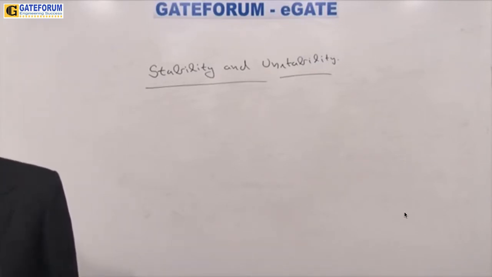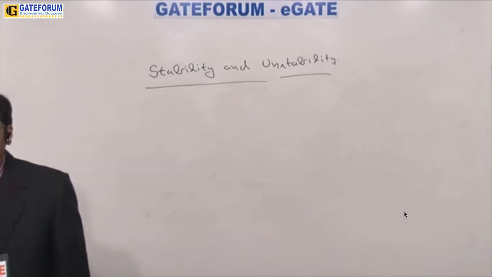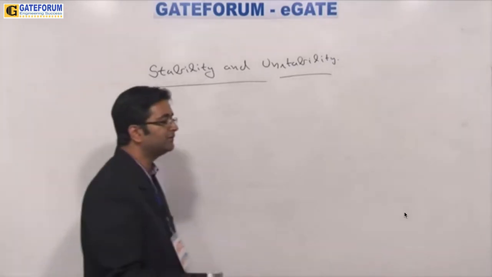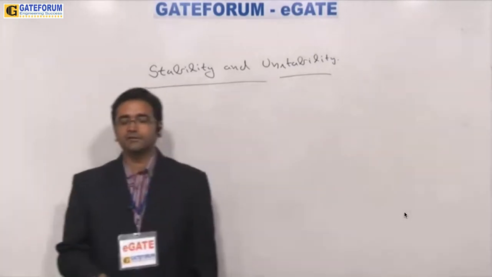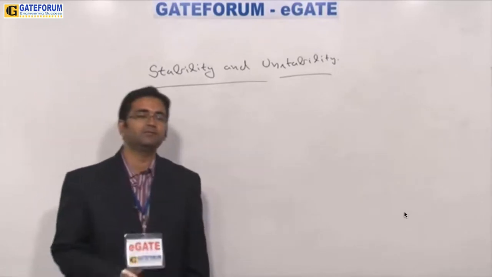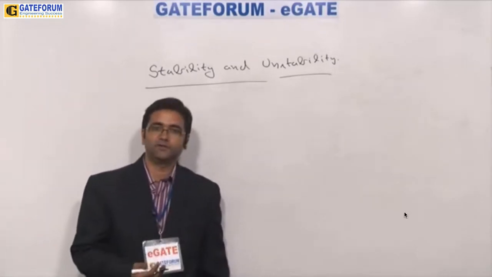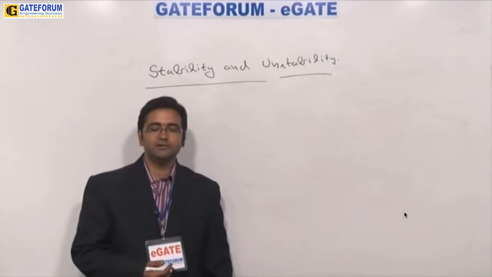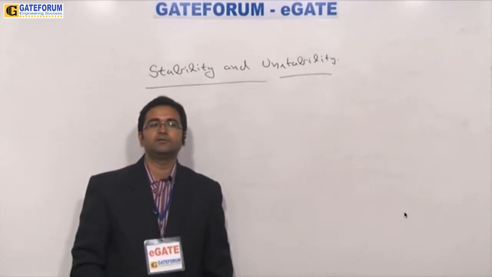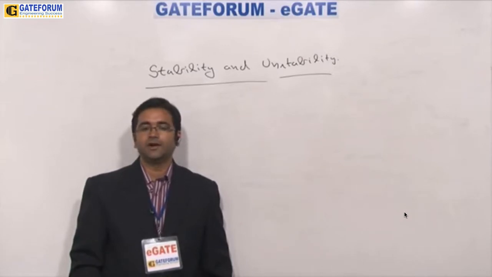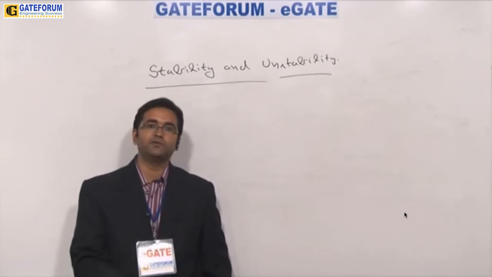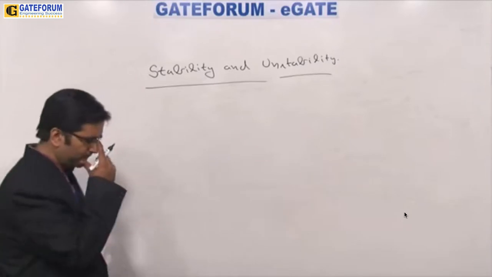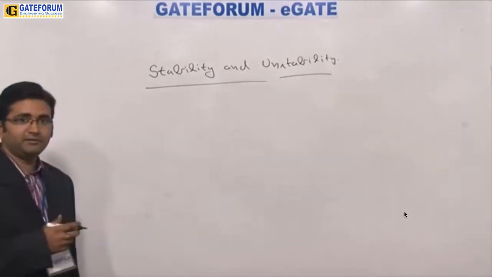Then there are static systems and dynamic systems. Static systems are those which depend on the present value of the input. Dynamic systems are those which depend on the present as well as past or future values of the input. Right? Then there are memoryless and memory systems. Memoryless systems are those which do not depend on the past value of the input, and memory systems are those which depend on the future value of the input. Okay. Then there are invertible systems.